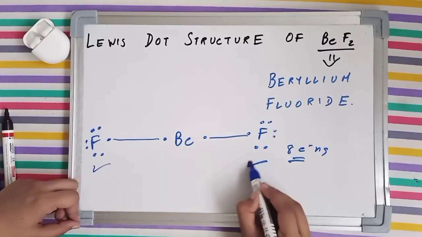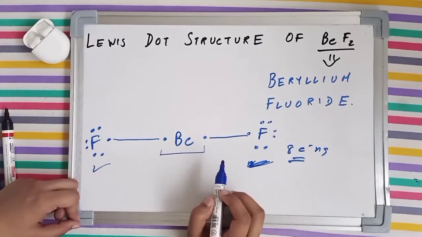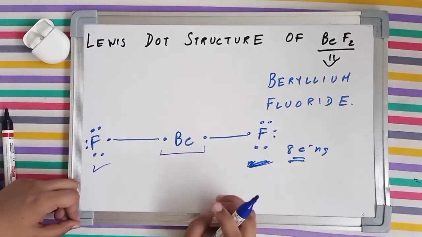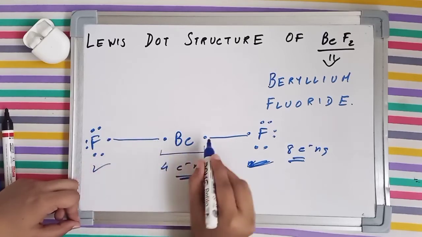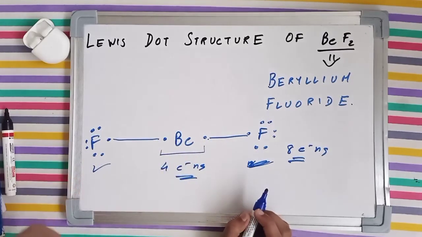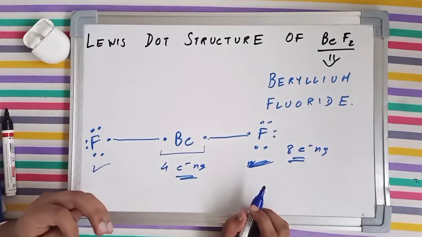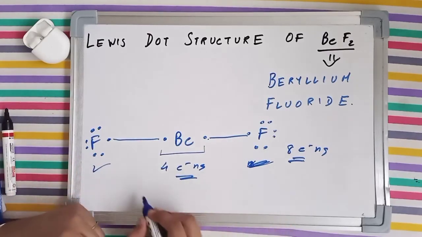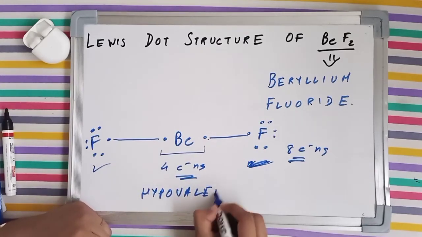Similarly, like this fluorine. Whereas beryllium stays like this, it doesn't complete its octet. Right now, it is having just 4 electrons after bond formation: 1, 2, 3, 4. Such compounds are exceptions to the Lewis octet rule, and such compounds are called hypovalent compounds or molecules.